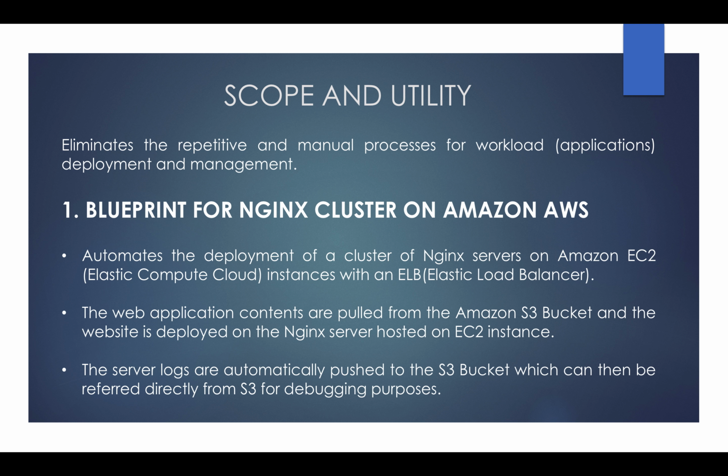This blueprint automates the deployment of a cluster of Nginx servers on Amazon EC2, that is Elastic Compute Cloud instances, with an ELB, that is Elastic Load Balancer. The Elastic Load Balancer ensures that the incoming traffic is spread across all of the Nginx servers within the cluster so that a single Nginx server doesn't become the point of failure, and ensures high availability.